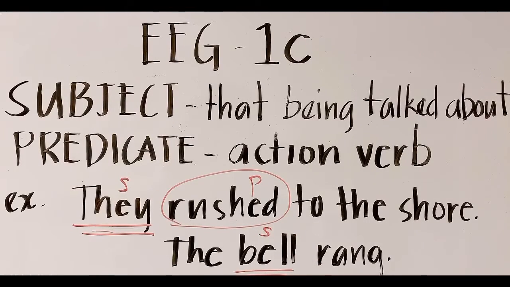Now what is the predicate in this sentence? What is the bell doing, or what is the action of the bell? It is rang. So this is the predicate, which is an action verb. Likewise, the bell rang is a sentence. It conveys a complete meaning because it has the subject and the predicate.